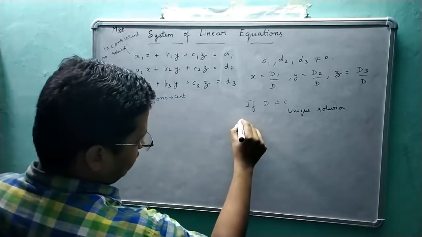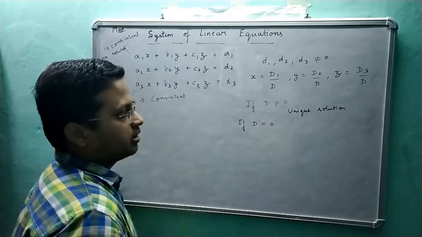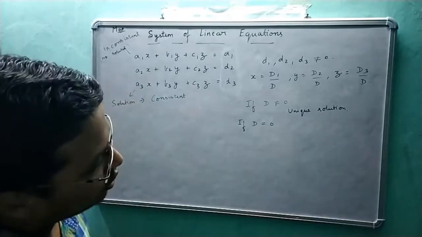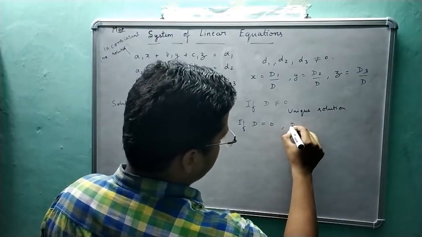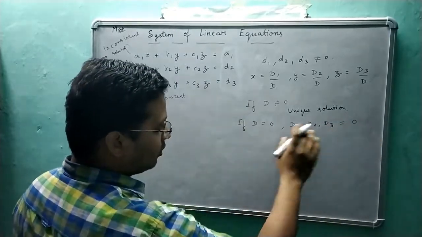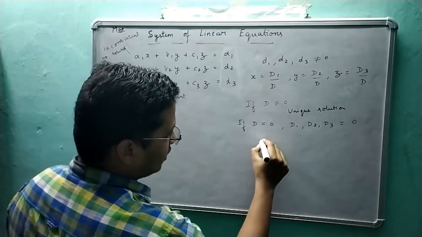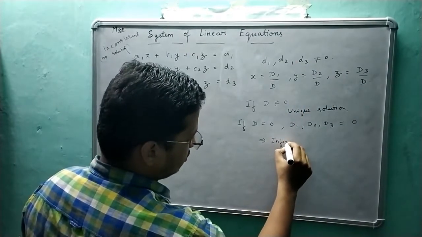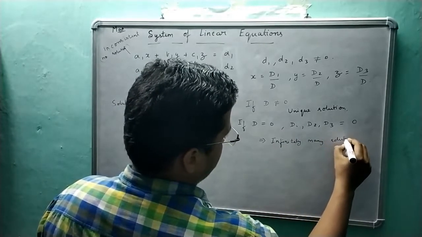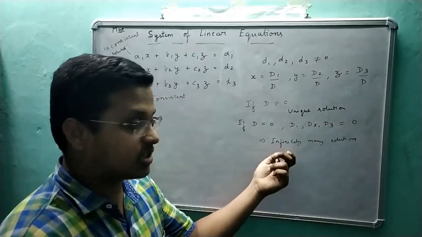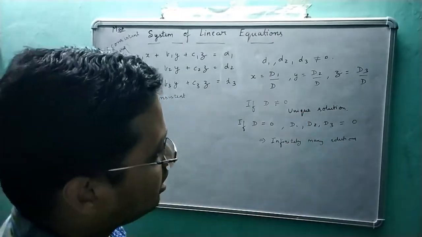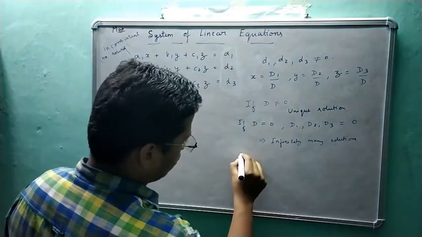Now, if D is equal to 0, if the denominator is 0, you won't be getting the values of X, Y, Z, because that will become not defined. And if along with this D1, D2, D3 all are 0, if all the 4 D's are 0, then we may have infinitely many solutions. But this is not always guaranteed. We might have infinitely many solutions, we may also not have. We will see a question related to this so that it will be much more clear.